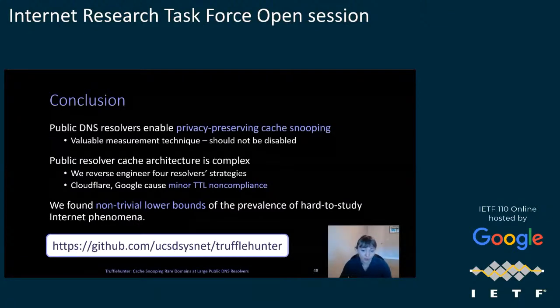So Trufflehunter is open source. If you want to try it out for yourself from a single location, you can go to this GitHub link at the bottom of the slide. And I'd like to thank you for your attention and take questions at this time.